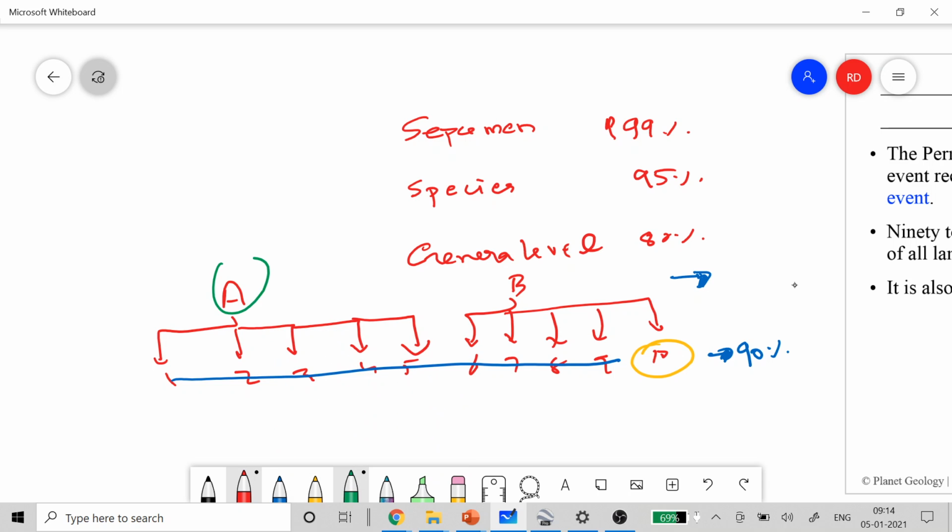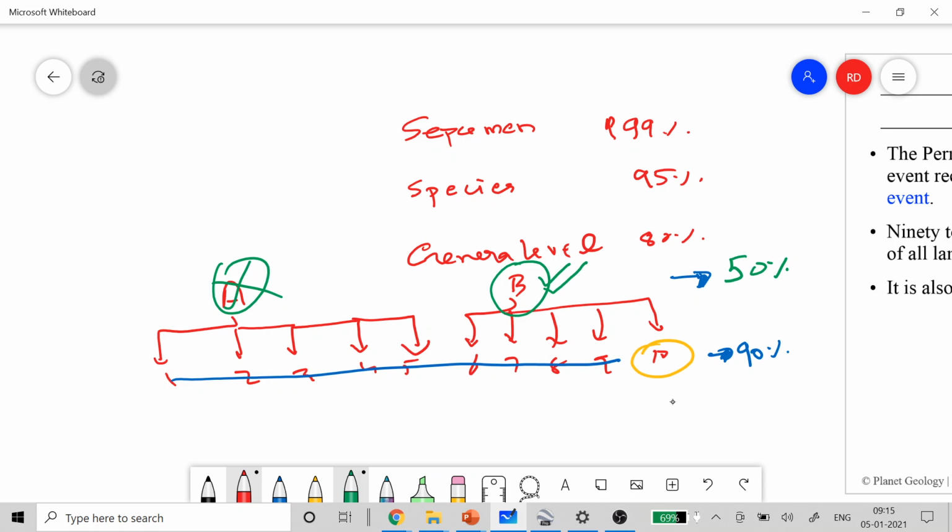Genus A went extinct, right? Genus B is still surviving. You still see some members within genus B. So what is the extinction rate at genus level? And again, this is just an example. It's 50%, right? One of them went extinct, one of them did not go extinct.